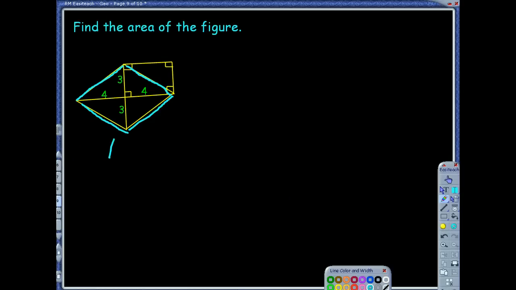So this technically is a rhombus. Perfect. And I know that it's not a square because the diagonals are not congruent. Okay, so I'm thinking for that one, because I've got diagonals, I could do 1/2 D1, D2.